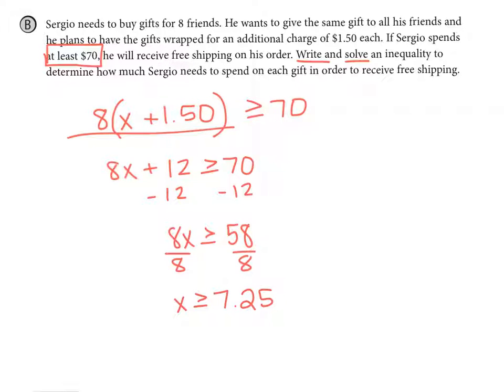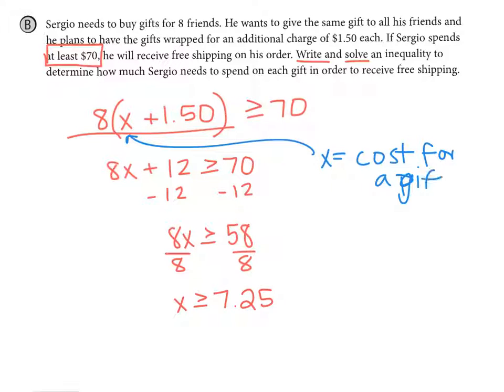Okay, so a few things we need to do. I kind of skipped a step. When we wrote the problem, we were supposed to define what x was. So x is the cost for a gift, or per each gift, however you want to write that, cost for a gift.